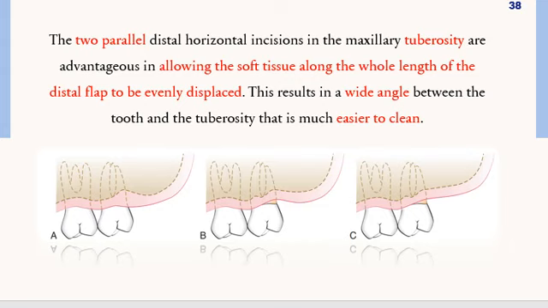The two parallel distal horizontal incisions in the maxillary tuberosity are advantageous relative to the triangular shape, in allowing the soft tissue along the whole length of the distal flap to be evenly displaced. This results in a wide angle which is easier to clean. But if you use a triangular incision, it's going to cause an acute angle which is harder to clean, and it's going to cause plaque retention in the distal area.